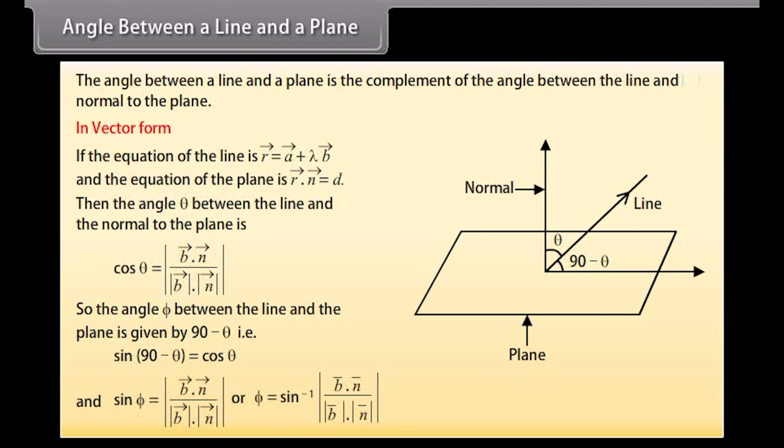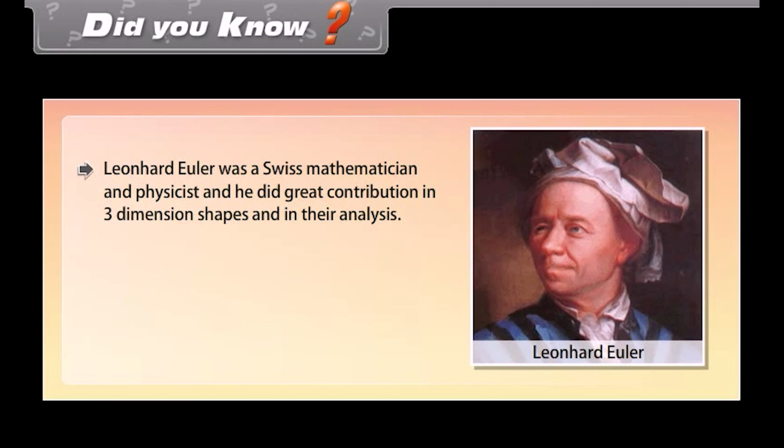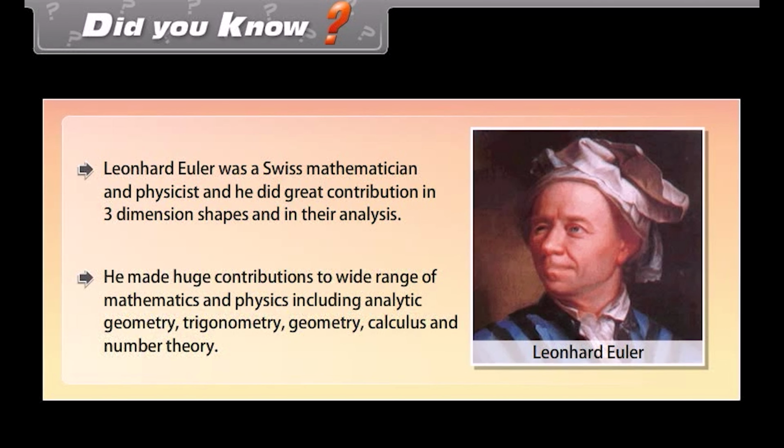Did you know Leonhard Euler was a Swiss mathematician and physicist, and he made great contributions in three-dimensional shapes and in their analysis. He made huge contributions to a wide range of mathematics and physics, including analytic geometry, trigonometry, geometric calculus, and number theory.